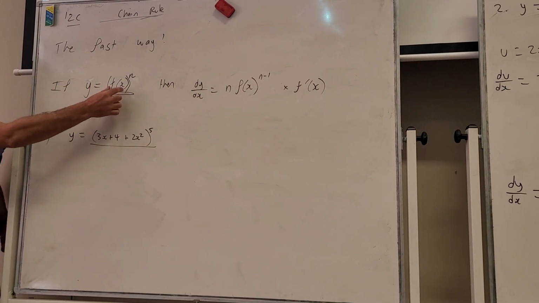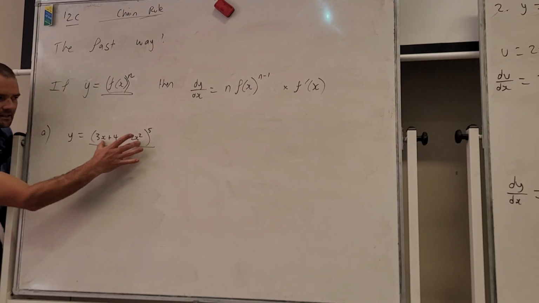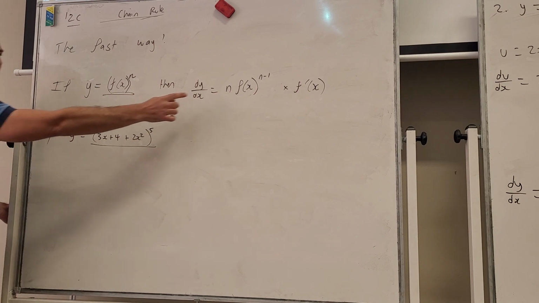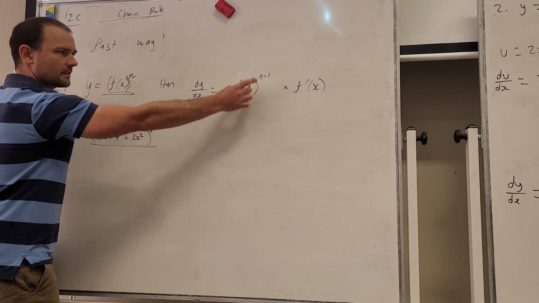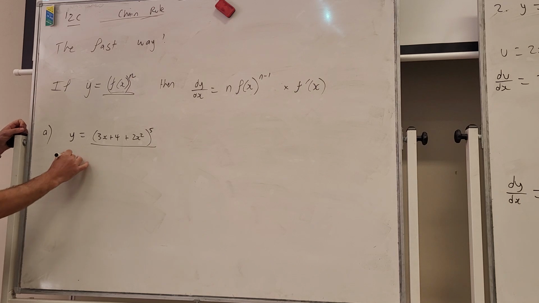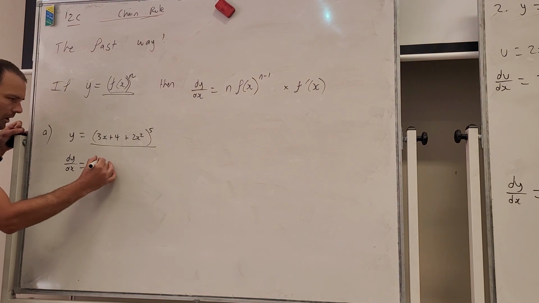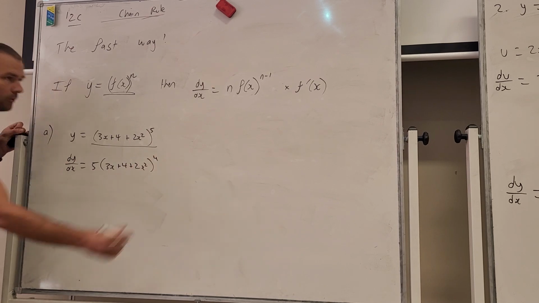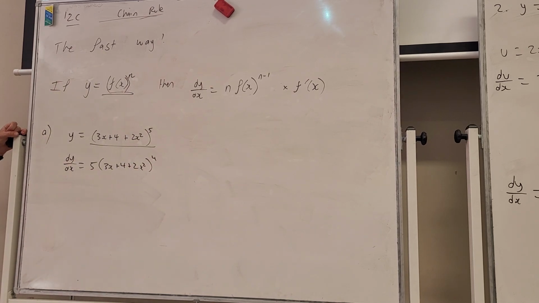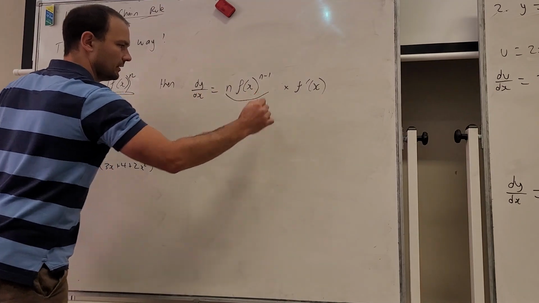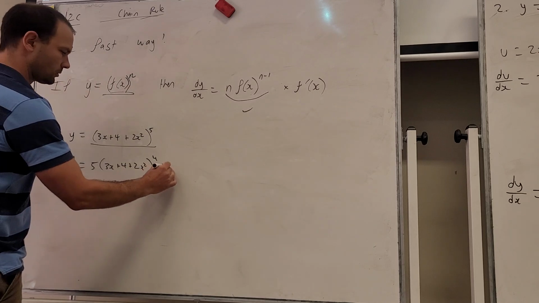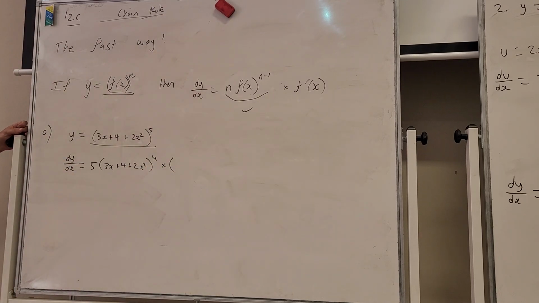Alright, f of x is everything inside the brackets, so our n is 5. Okay, let's follow it. 5 times f of x to the power of 4. Let's write that out. dy on dx will be 5 times f of x to the power of 4. Okay, that's the first part, that's this part, done. Then, multiplied by f dash of x, alright?